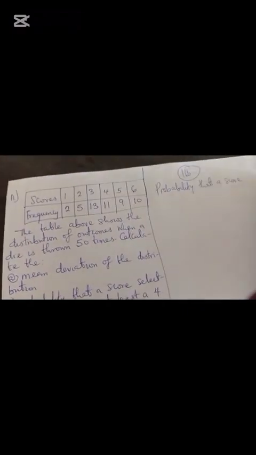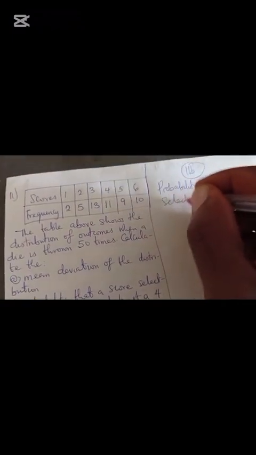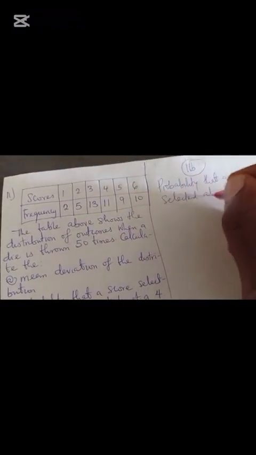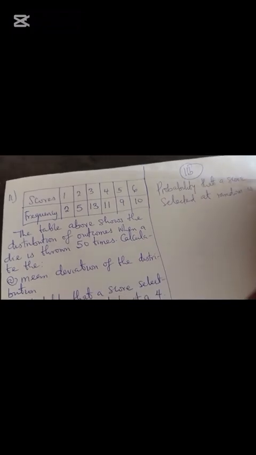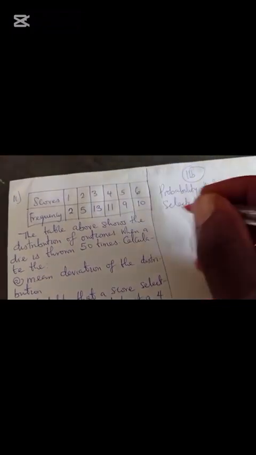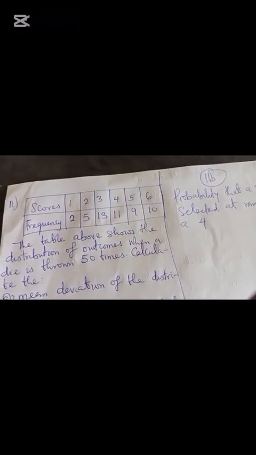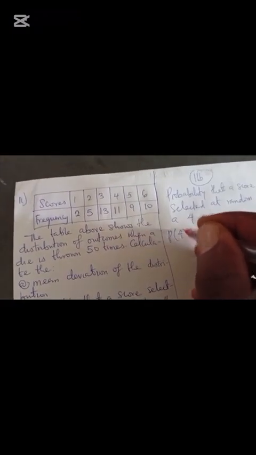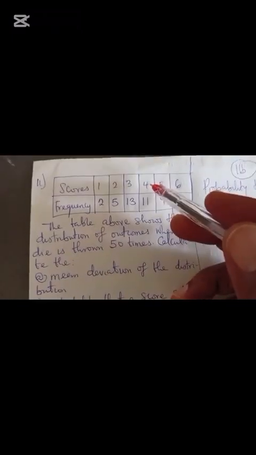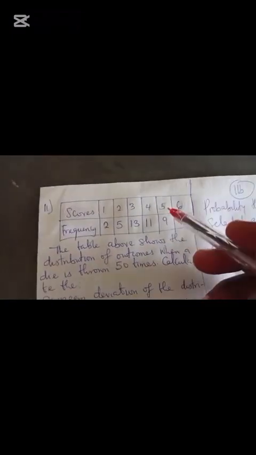So probability that a score selected at random is at least a 4. It's at least a 4. So I will just write it like this. So probability of getting 4 is what? This is 4. What's the frequency? 11 over what? 50. 11 over 50. Probability of getting 5.